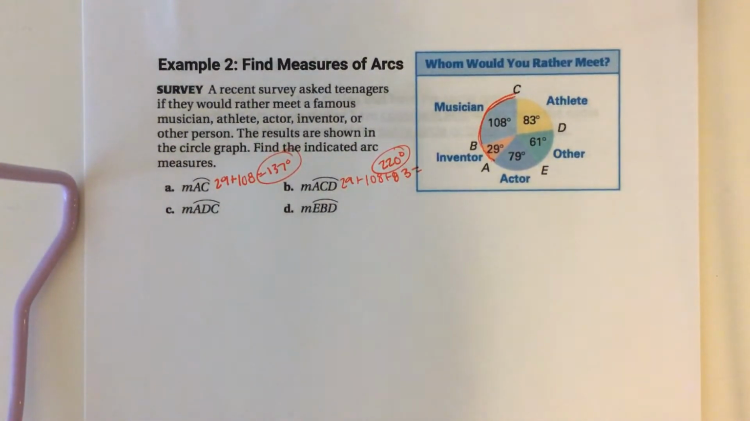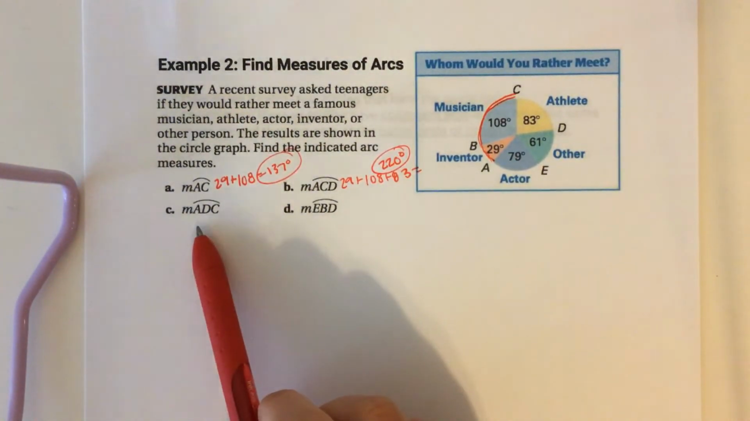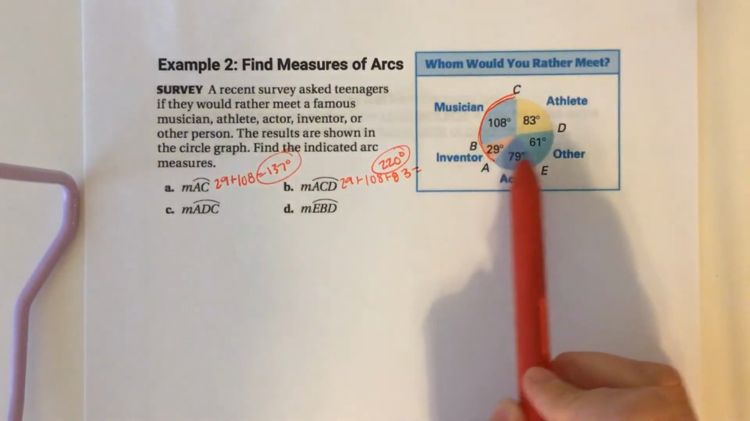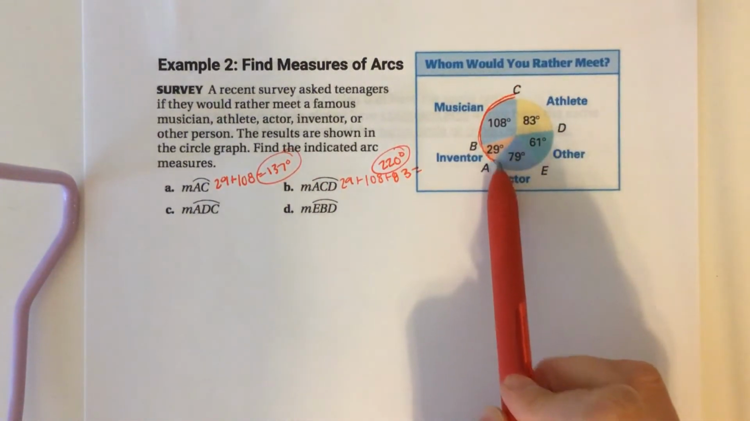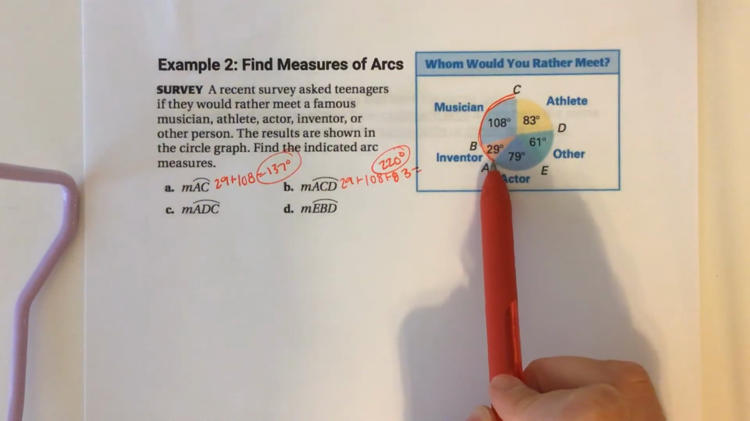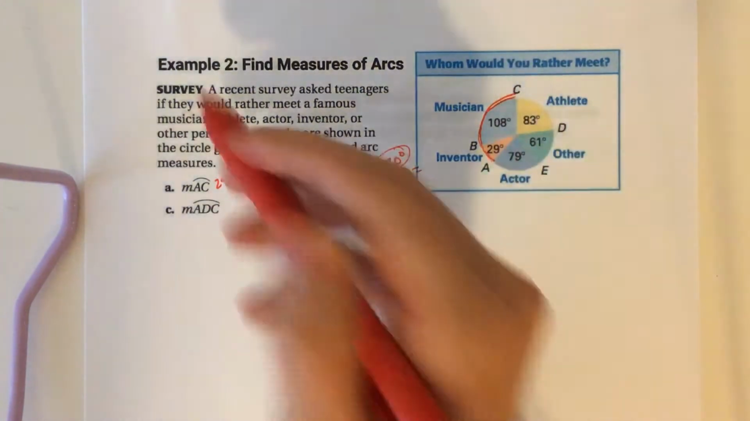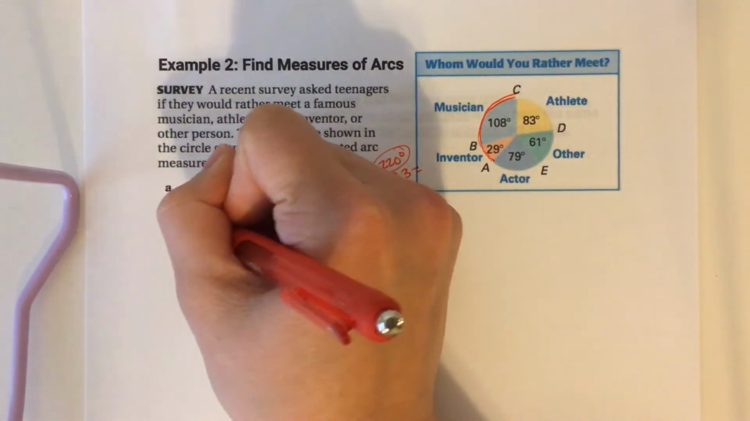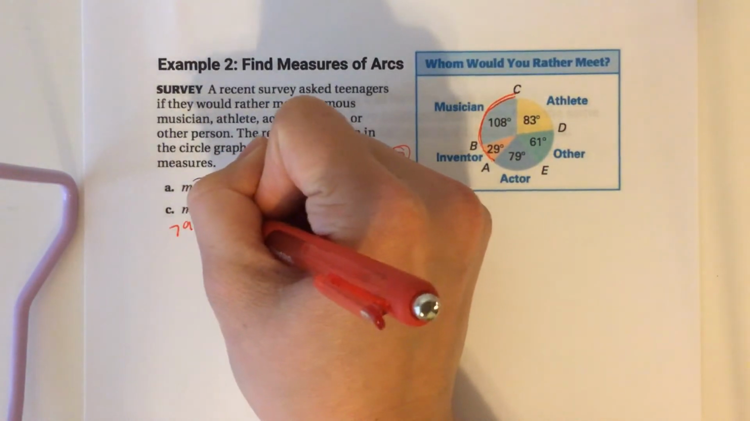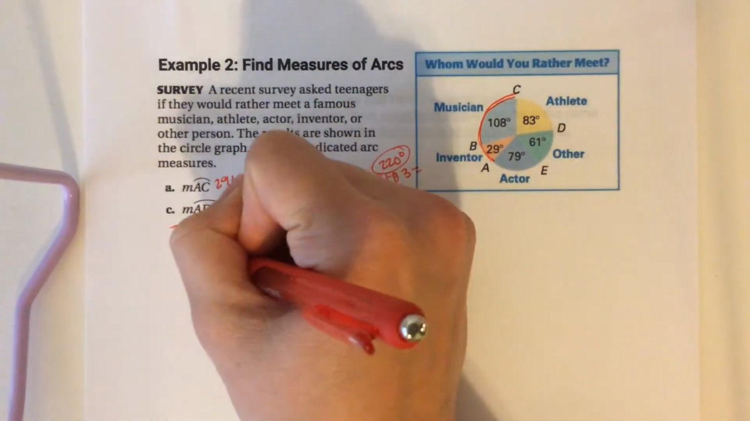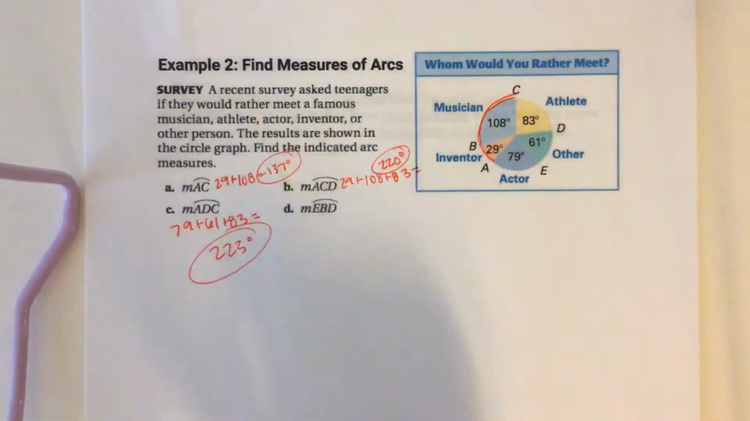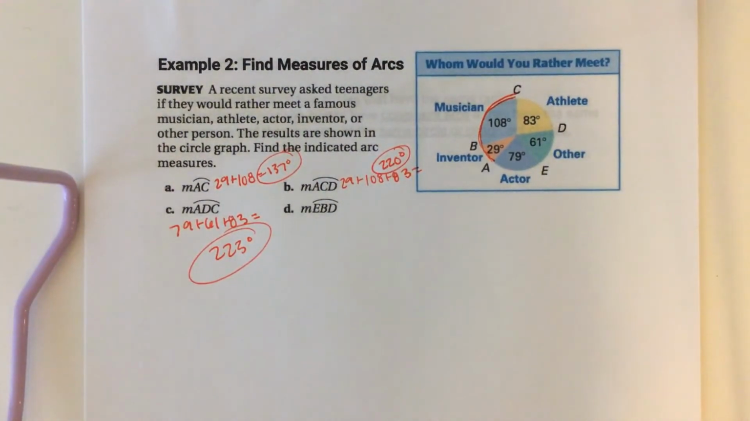So then keep moving forward. Part C here, measure of arc ADC. We have ADC, so it's going the other way. So we're starting from A right here. We got blue, green, yellow. So we're going to have 79 plus 61 plus 83 to get 223 degrees. So hopefully you guys are thinking this is pretty straightforward.